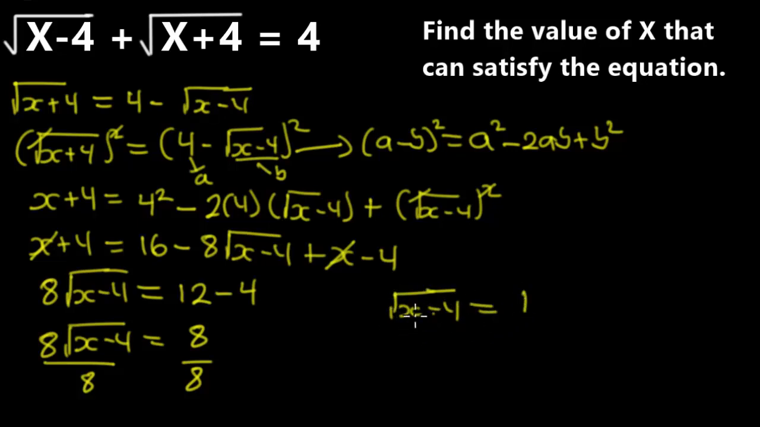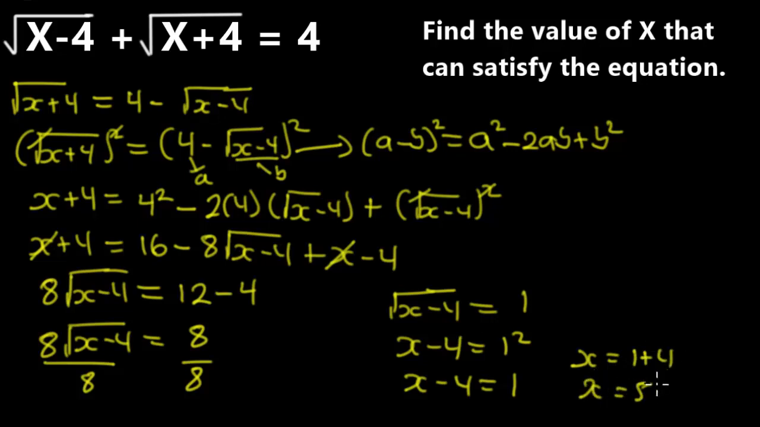And then we want to make x the subject. So to be able to get rid of this square root, we need to square both sides. So squaring both sides, we are going to have x minus 4 to be equal to 1 squared, which we are going to have x minus 4 to be equal to 1. Then x will be equal to 1 plus 4. We are going to have x to be equal to 5.